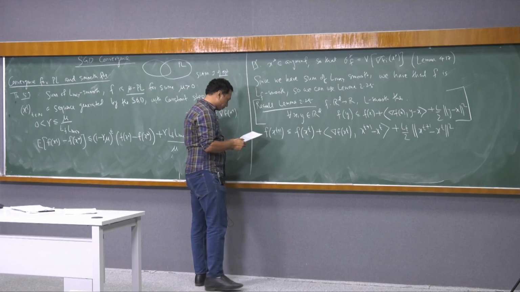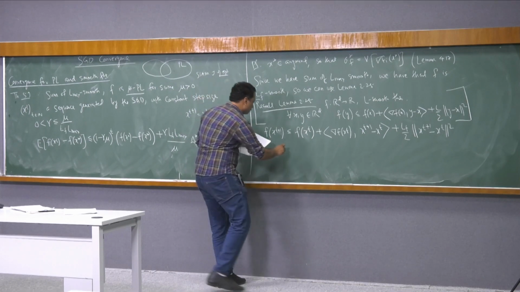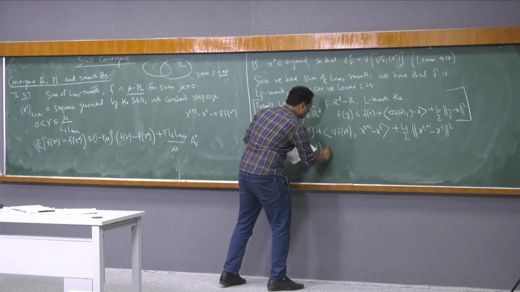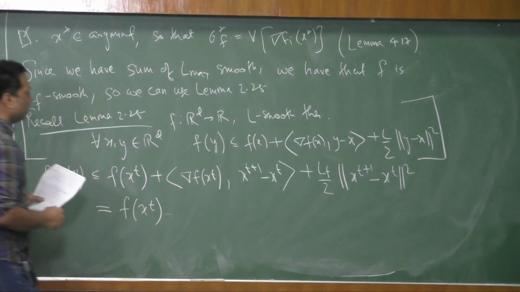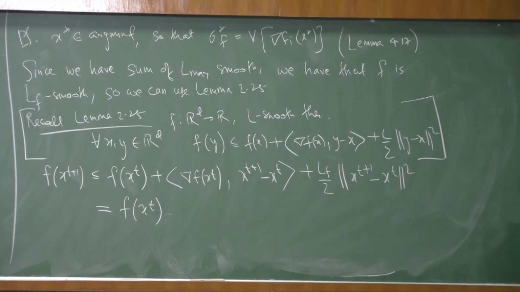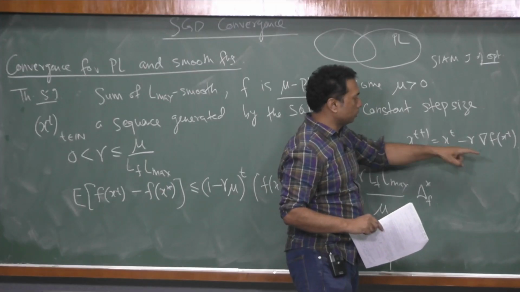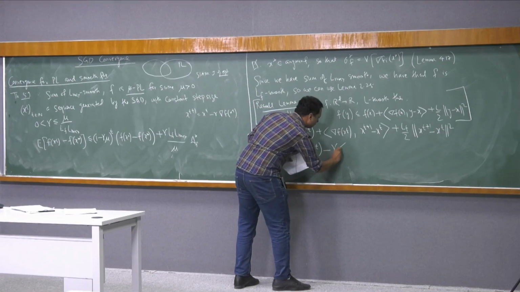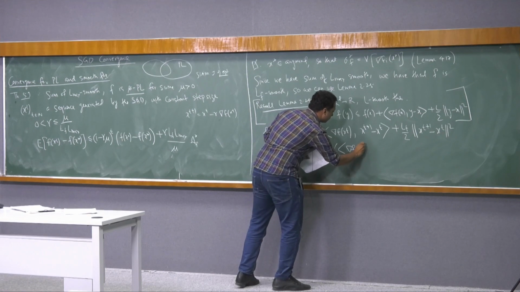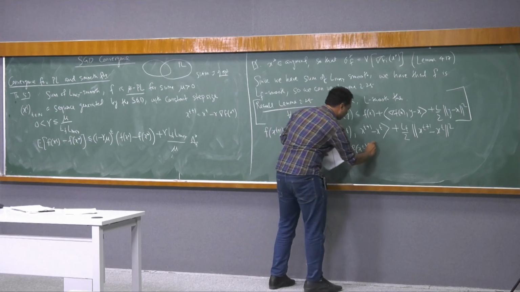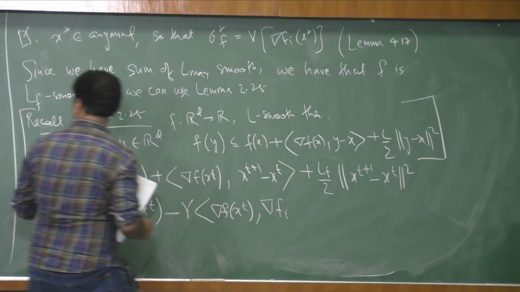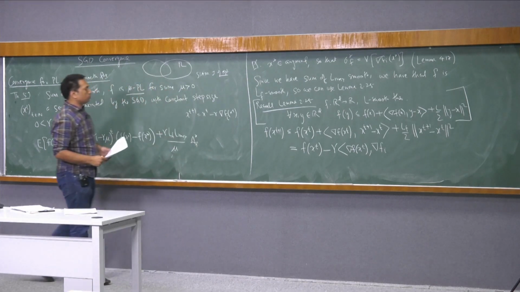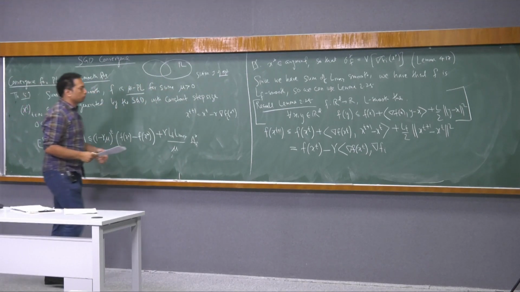So this is equal to F of xt, because xt plus 1 minus xt is minus gamma grad f xt, so that's why there will be minus. So I will keep that minus outside, minus of gamma grad F of xt, comma grad, but this is the stochastic gradient, right? So this was for the ith sample, so there is a sub i there.